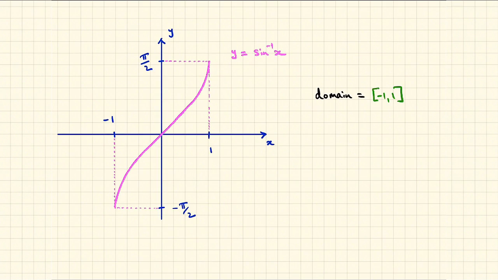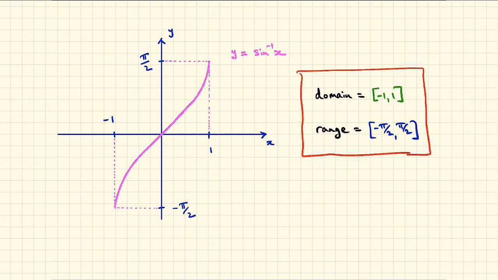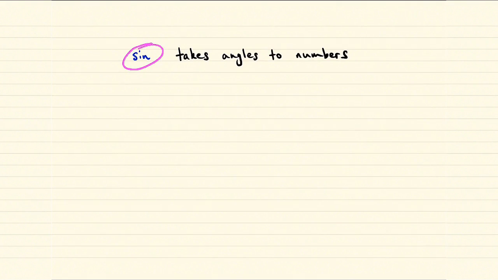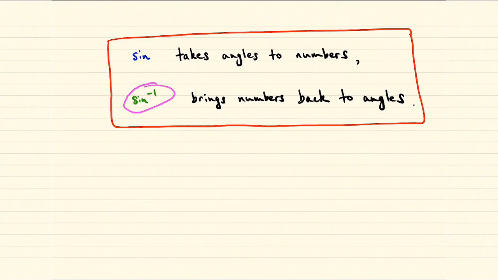Remember, inversion interchanges domain and range, so the domain of inverse sine is the range of sine, which is the interval from -1 to 1, and the range of inverse sine is the domain of our fragment of the sine function, which is the interval from -π/2 to π/2. Just think of the sine function as taking angles to numbers, and the inverse sine function as bringing numbers back to angles. Now, of course, angles are numbers if measured in radians, but it can help to have some kind of mental image of a geometric angle that is the output of inverse sine.